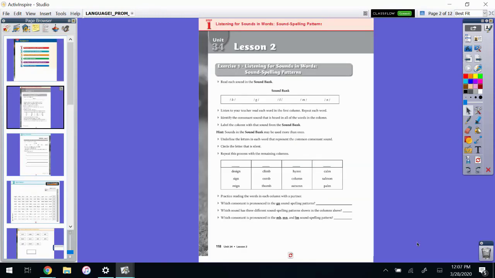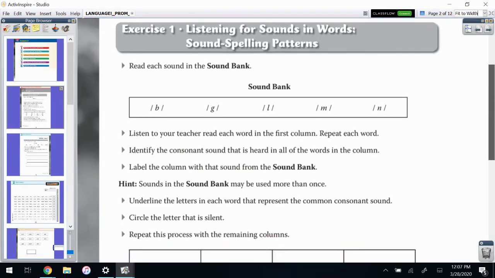Let's turn to your interactive text, page 118. We are going to listen to the sounds, repeat each word, identify the consonant sound that is heard in all of the words in the column, and label the column with that sound from the sound bank. So you can definitely use these sounds more than once. Then we're going to underline the letters in each word that represent the common consonant sound, circle the letter that is silent, and repeat the process with the remaining columns.